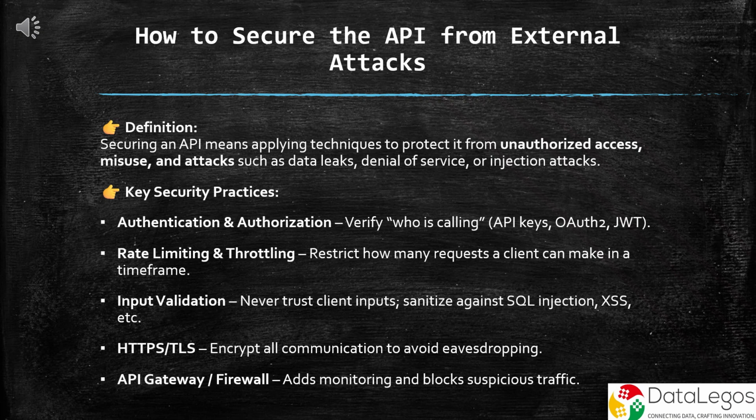Securing an API means applying techniques to protect it from unauthorized access, misuse, and attacks like data leaks or denial of service. Here are some key security practices.